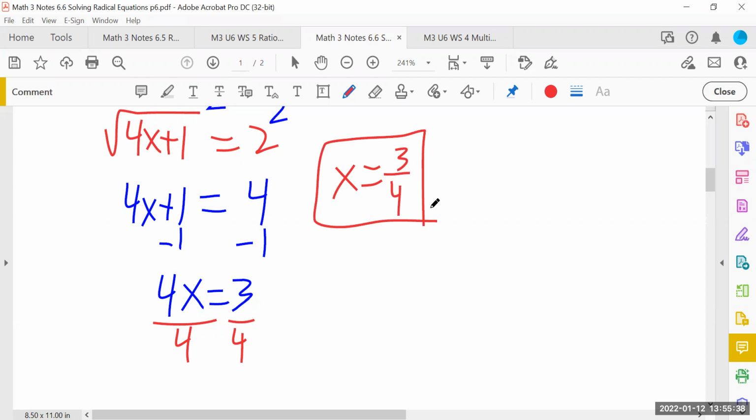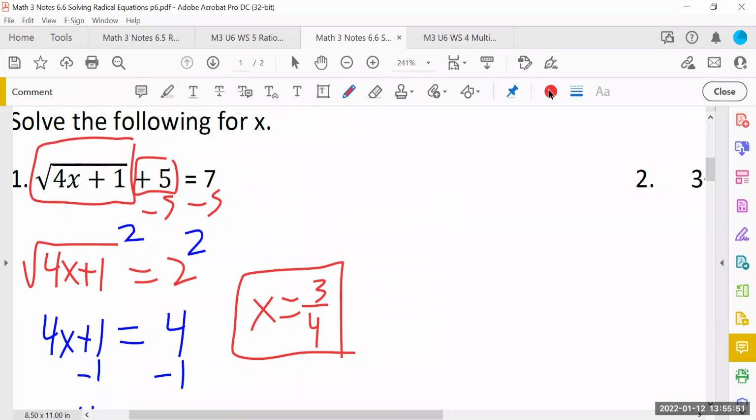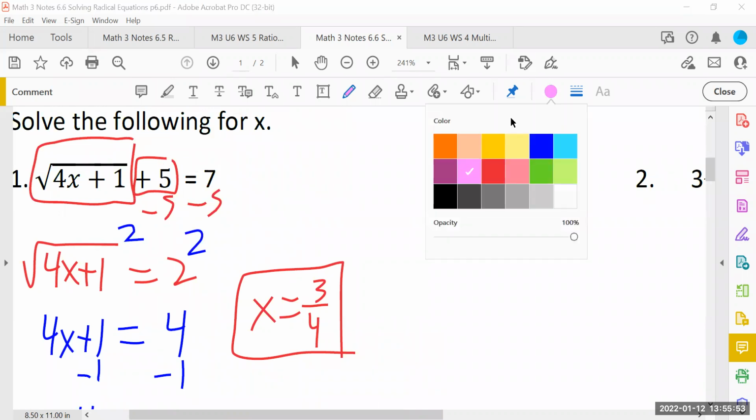You can plug it back in. So again, earlier classes had some confusion about what I'm about to do. I'm already done. I'm just plugging this in to check and make sure I got the right answer. I'll use a different color here to make this stand out a little bit more.